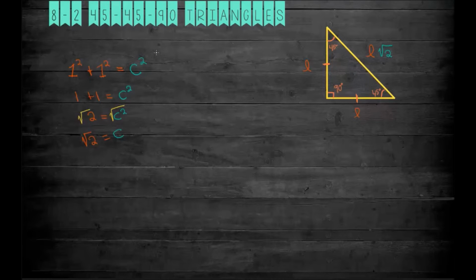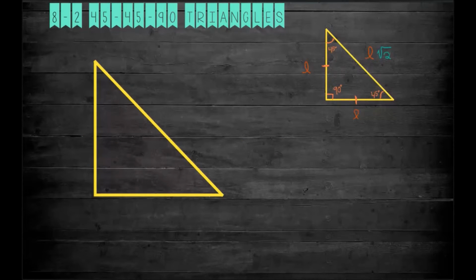We might write that as L times the square root of 2. So this works for anything that's a 45, 45, 90 degree triangle. So if we know side lengths, we can easily figure out what a missing side length is. So let's look at an example of that.